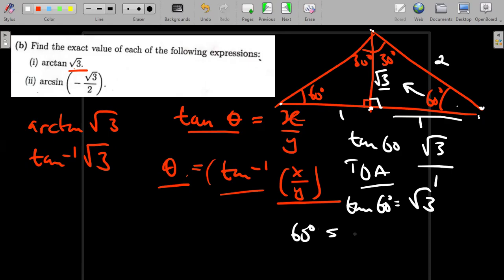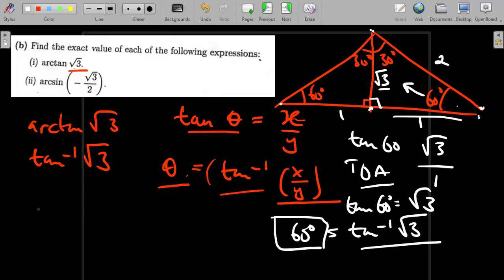So in here, they're just saying if you do tan inverse of root of 3, so they've given us arctan root 3, meaning the exact angle, which here we found using this triangle, that would just be equal to 60 degrees. Okay, let's do the next one.